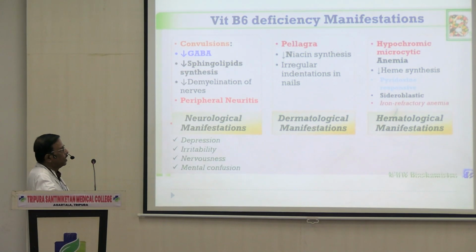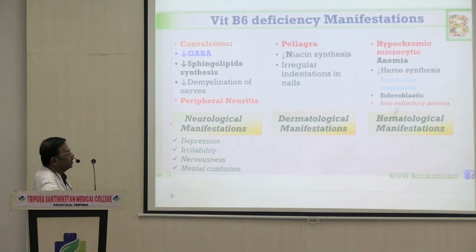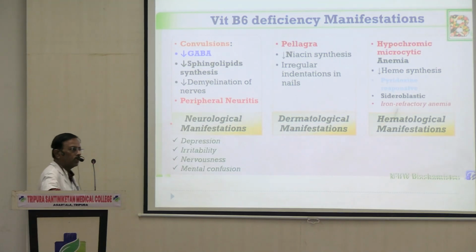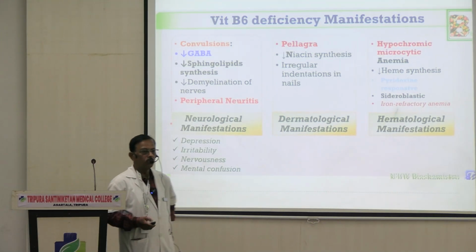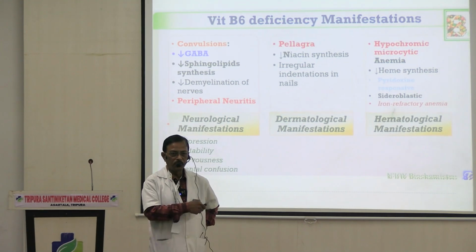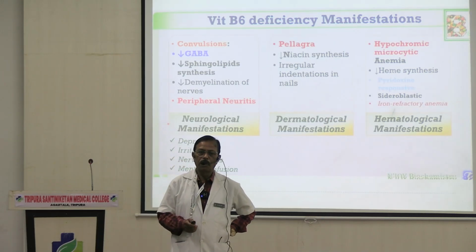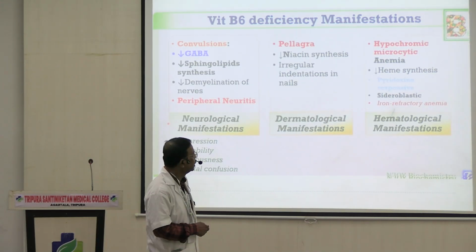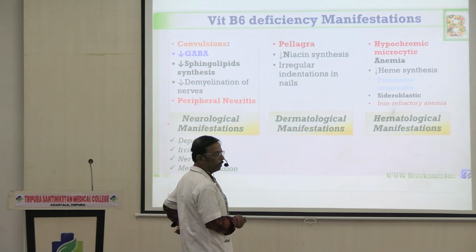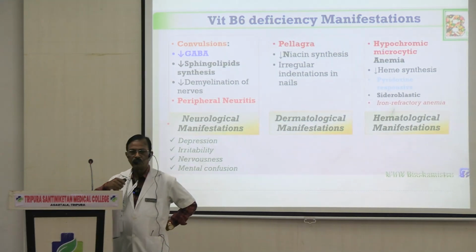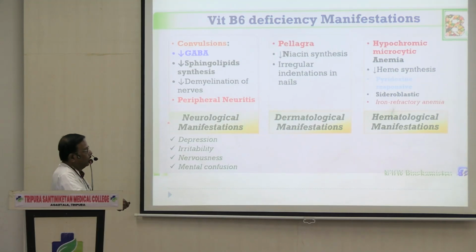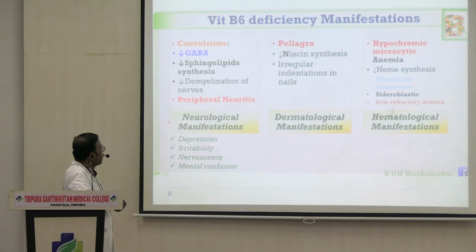Hypochromic microcytic anemia will be there due to decreased heme synthesis. It is pyridoxine-responsive. See, anemia is there. Frequently, if there is anemia, we give iron tablet. This type of anemia is refractory to iron therapy. Here we have to give pyridoxine so that heme synthesis is normalized. This is called sideroblastic anemia. This is iron refractory anemia.